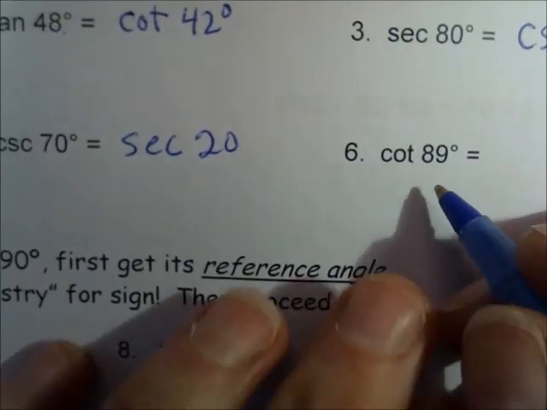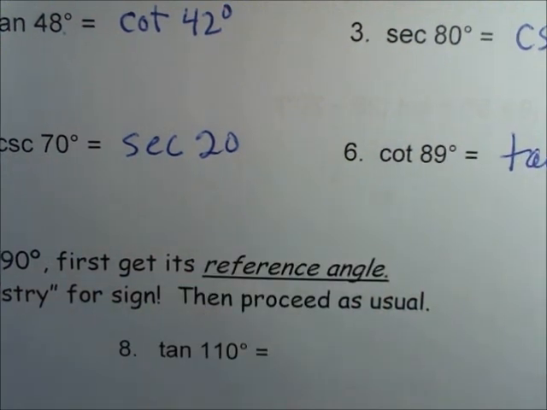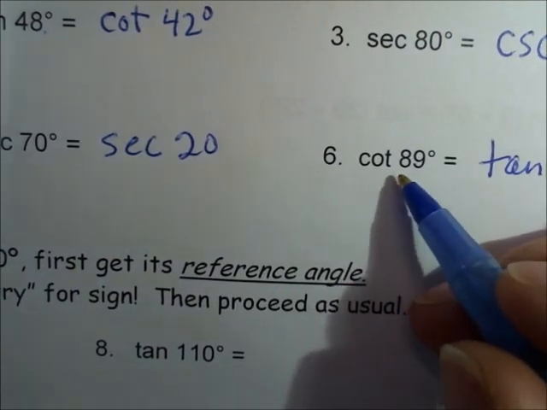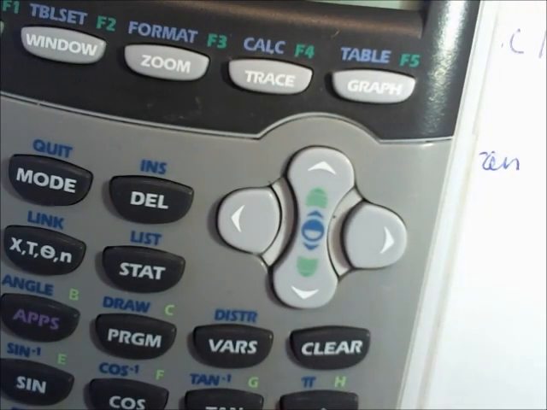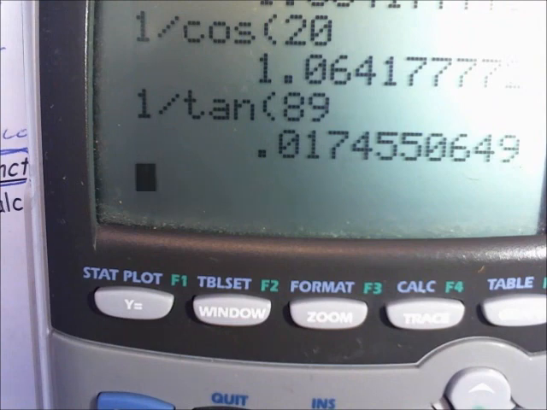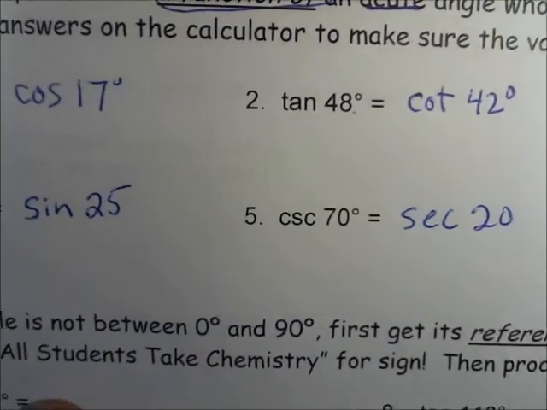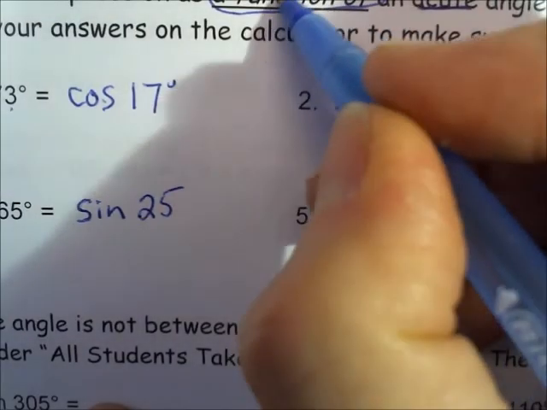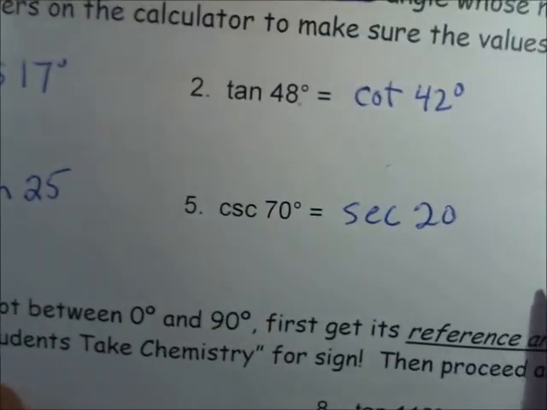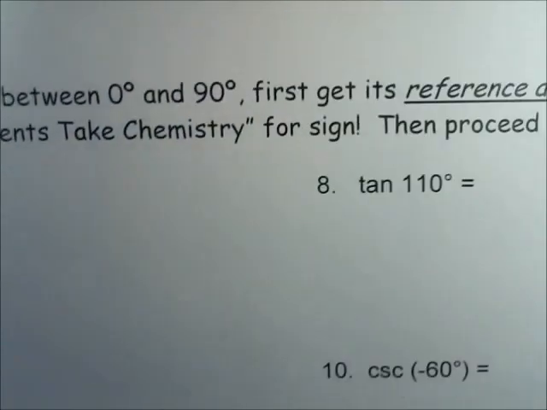And the last thing is the cotangent of 89 is the same thing as the tangent of 1 degree. So 1 over the tangent of 89. Hopefully that's the same thing as the tangent of 1. And it is. Good. So that's how we check our answer. But these are all functions. Remember when it says a function, you got to write a function out. And these are all acute angles less than 45 degrees.